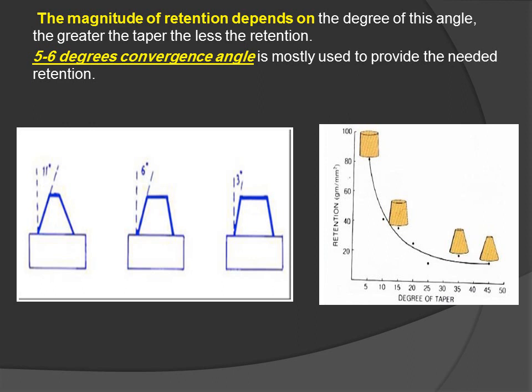In general, the more nearly parallel the opposing walls of the preparation, the greater will be the retention. But parallel walls are difficult to obtain inside the patient's mouth. So we use a tapering of 5 to 6 degrees, and so the acceptable convergence angle will be 5 to 6 degrees to provide the needed retention. And how do I obtain this degree, 5 to 6 degrees?